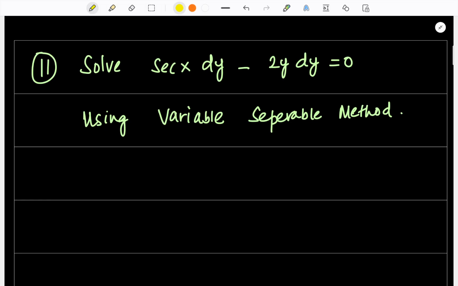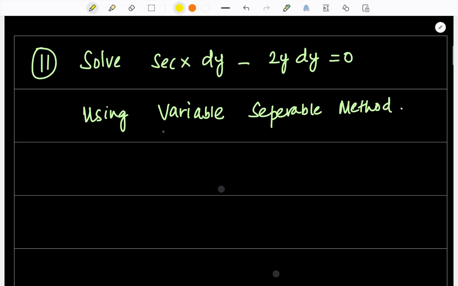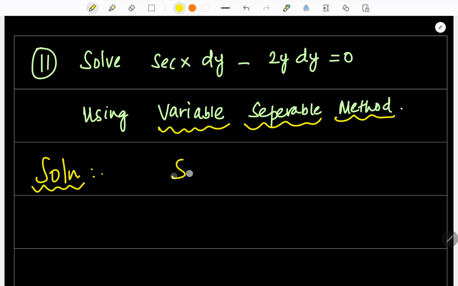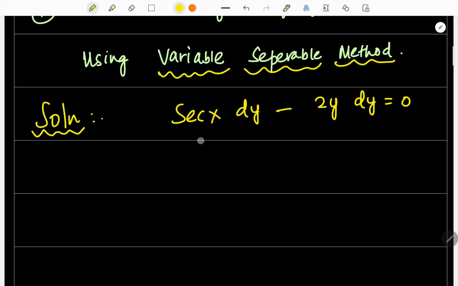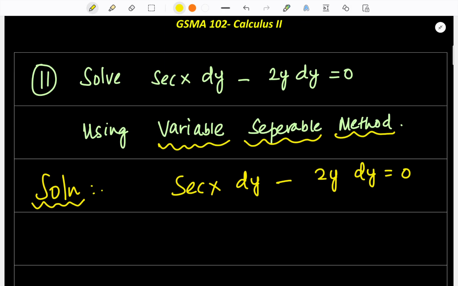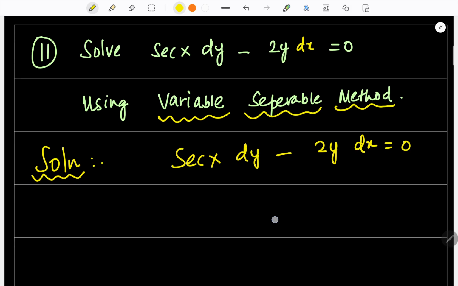Solve secant x dy minus 2y dx using the variable separable method. So let's go to the solution. Secant x dy minus 2y dy is equal to 0. Look here, x with dy, y with dy, so it is not correct. 2y dx, it is not dy, it is dx. 2y dx equal to 0.